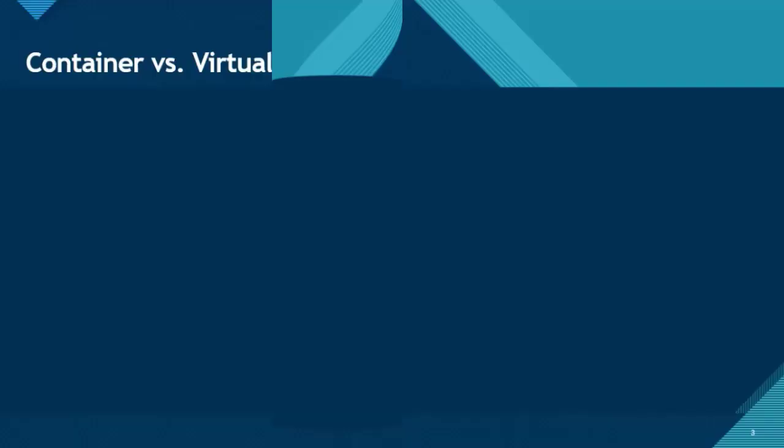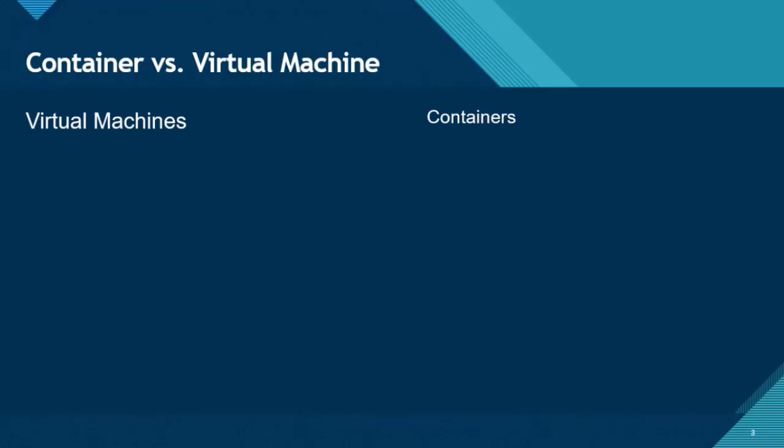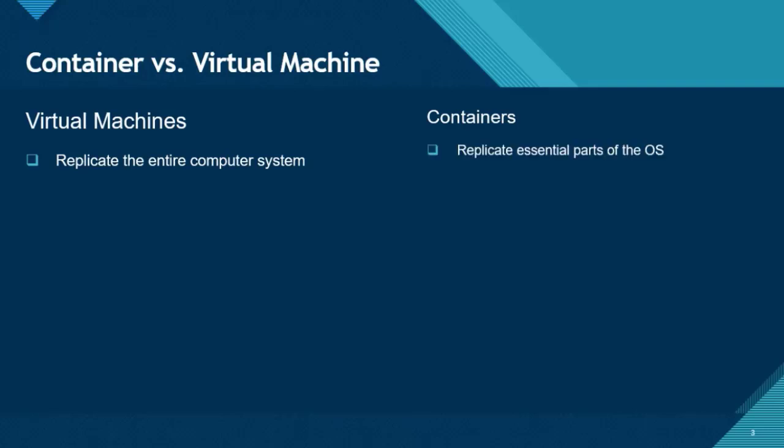So what's the difference between a container and a virtual machine? Let's take a look. The key distinction between a virtual machine and a container is that a virtual machine replicates the entire computer system, including its hardware components, while containers only replicate the essential parts of the operating system known as the kernel. Containers are more lightweight and efficient in sharing resources compared to virtual machines.